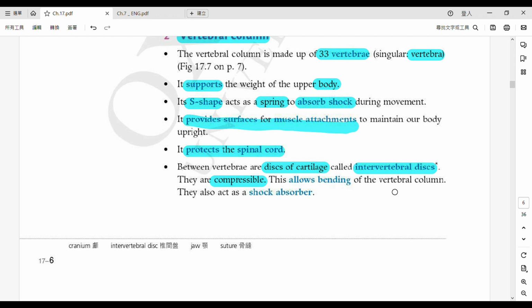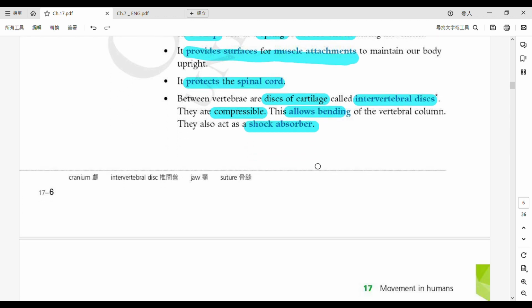Otherwise, you can imagine bones hitting each other. First of all, you will feel severe pain. And the last one is that you would keep hearing cracking, crushing sounds whenever you move. That would be crazy, right? So the cartilage allows you to bend, and it is also a shock absorber. These two are the functions of the cartilage.